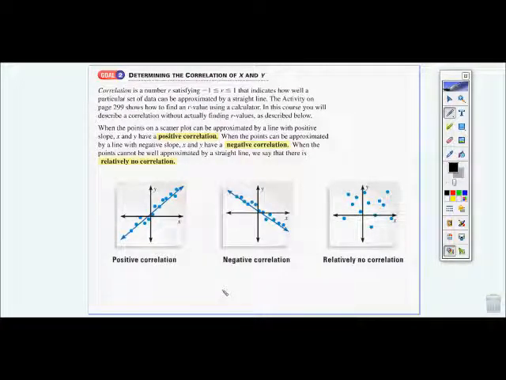So to determine the correlation of x and y, you're going to notice that this looks very similar to when we were showing the different types of slopes of a line. When we have it going this way, that's a positive slope. We call it a positive correlation. When it is going in this direction, that looks like a negative slope, negative correlation. And this one with the dots all over the place, there is not a best fitting line, so then we say relatively no correlation in such a situation.